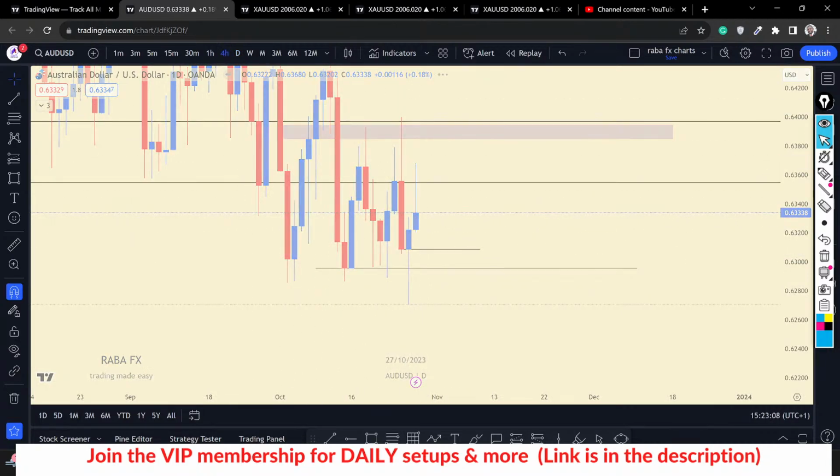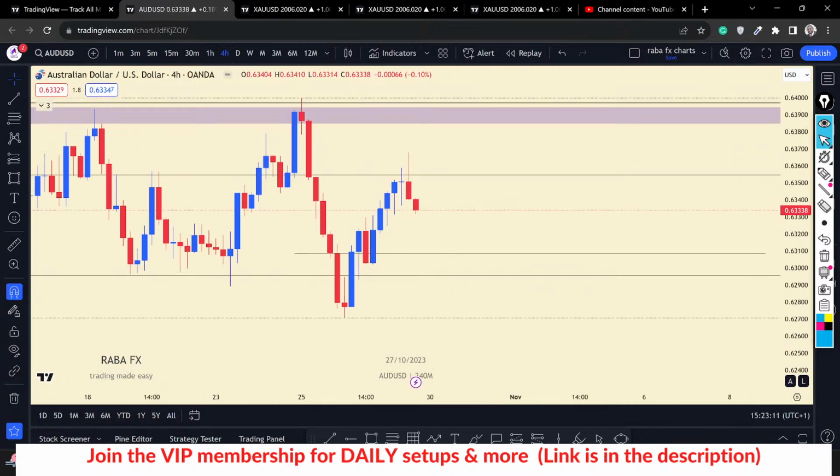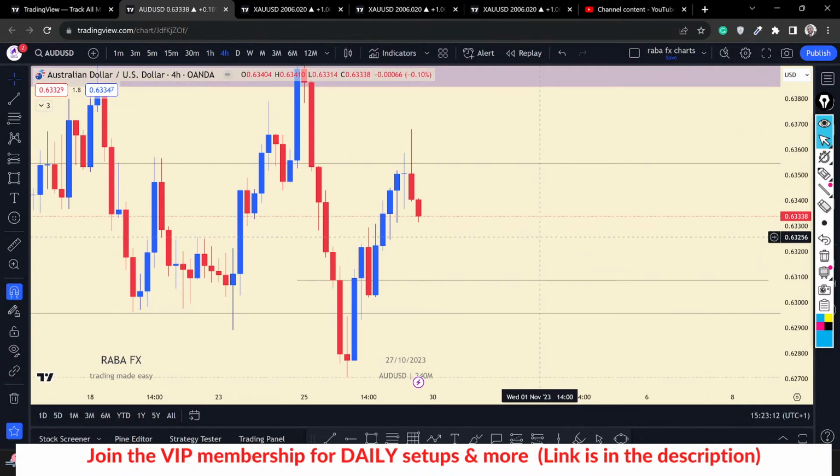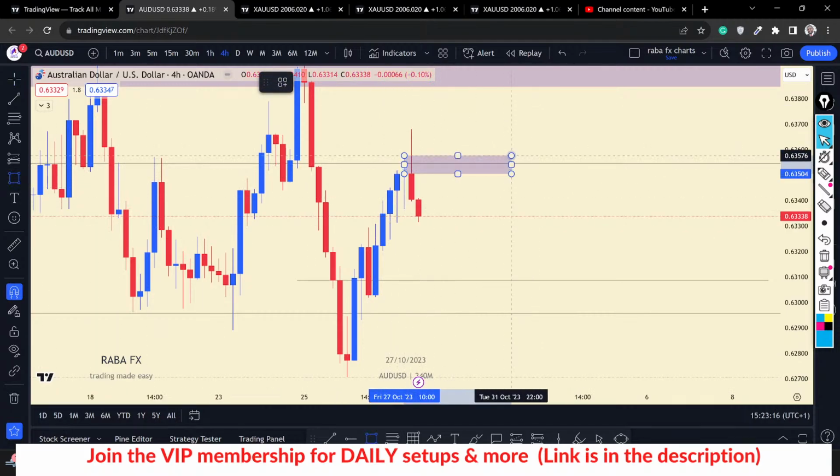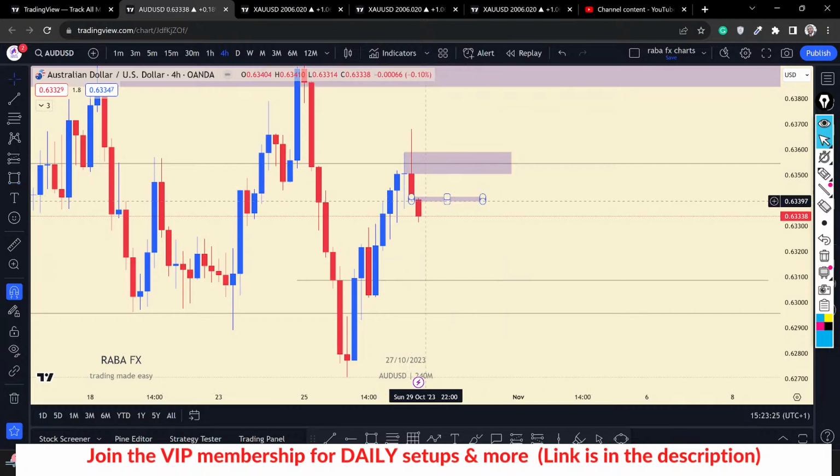Now let's go to the 4 hour for setup. Now the 4 hour, we have that rejection. So if price comes in here, we can sell. Even here, this is a strong level of the continuation opening price. This is a strong level. When price comes in, we can look for a trade to the downside.